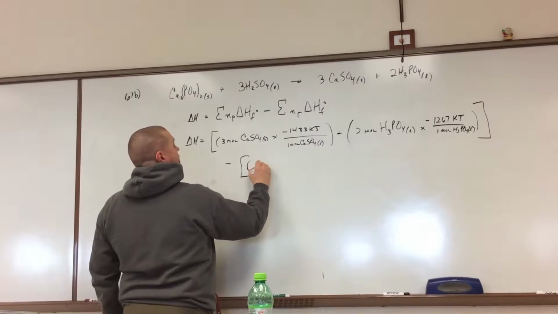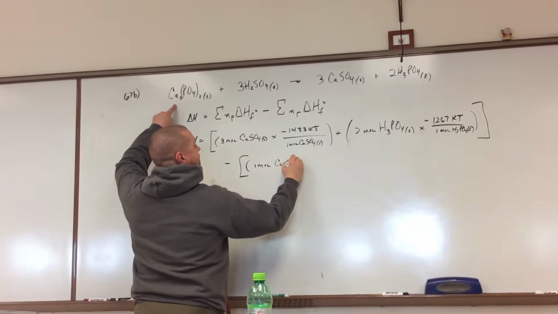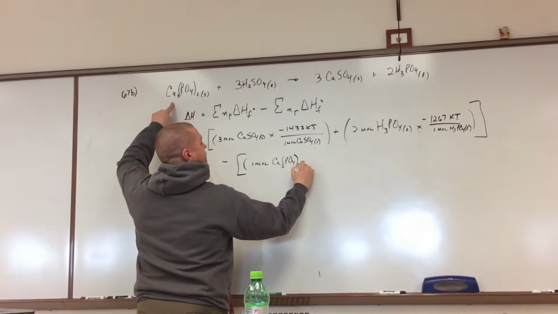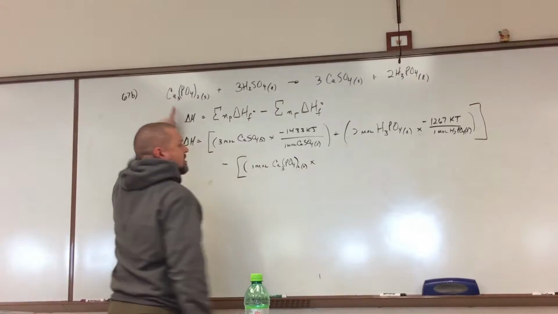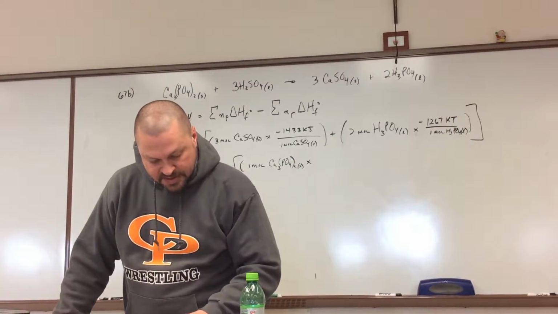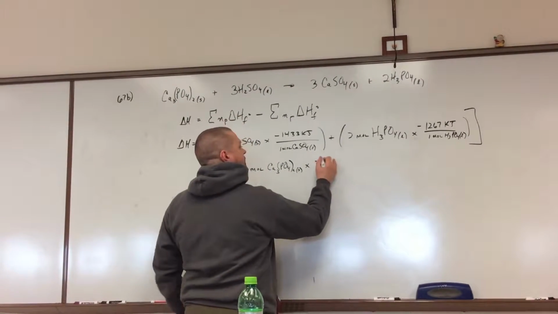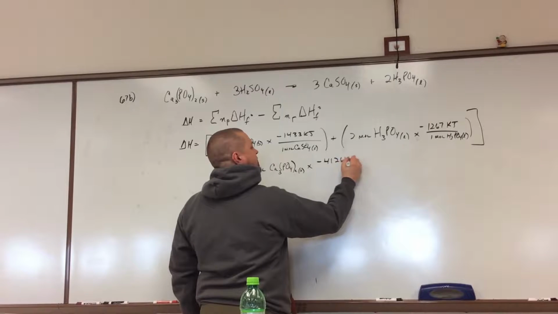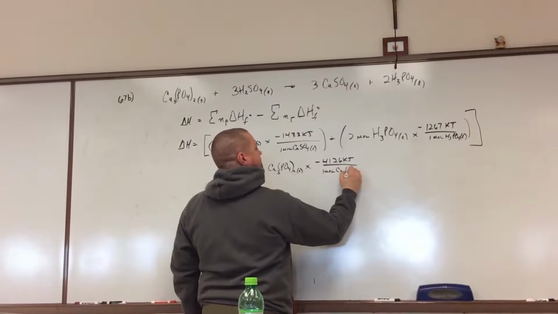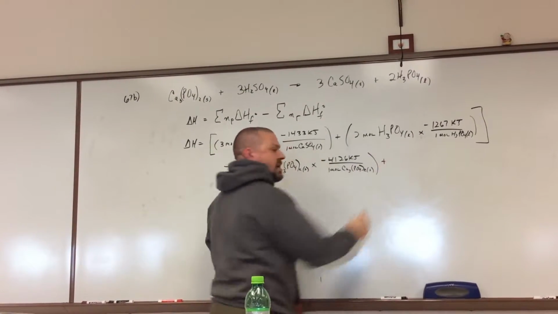I'm just going to wrap it down because of space. And so now I've got 1 mole, now into my reactants, Ca3(PO4)2 solid, times. And so I'm going to look for calcium phosphate. That's probably going to be listed by calcium. Calcium phosphate, I find that negative 4126. Negative 4126 kilojoules per 1 mole of Ca3(PO4)2 solid. Close that. Okay.